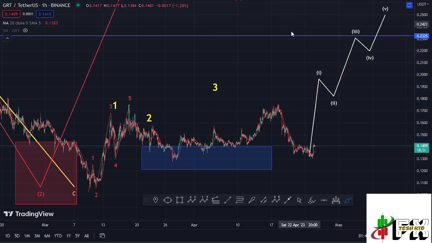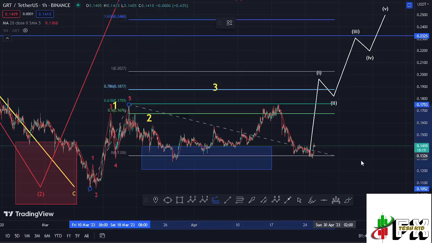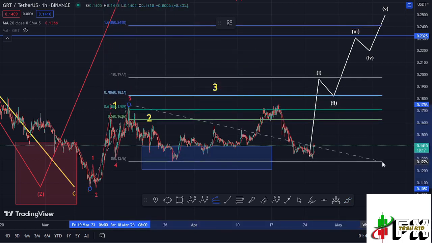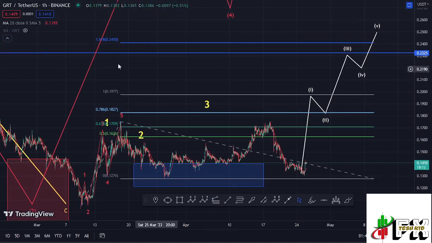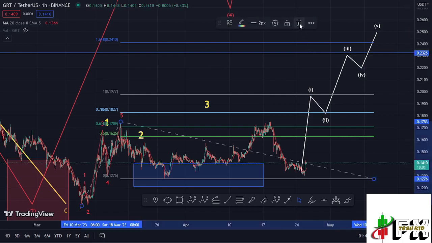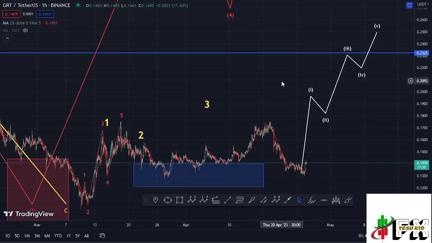And sketching out minimum target areas in the formation of this wave 3 by connecting the trend-based Fibonacci from the low of the first wave to the high of that wave 1, then dragging the fibs to the low of the second wave. That now gives me a minimum target area in the formation of that wave 3 at the fib level 1.618, and that is at around the $0.241 mark. And that is the minimum that I'm expecting GRT to do here on the short-term scenarios in the formation of that wave 3.